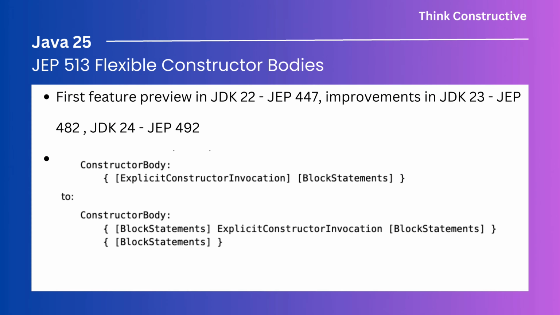The next important improvement is JEP 513, that is flexible constructor bodies. This feature was first previewed in JDK 22 with JEP 447. Further, it was improved in JDK 23 with JEP 482 and JDK 24 with JEP 492. And here is the syntax for this.